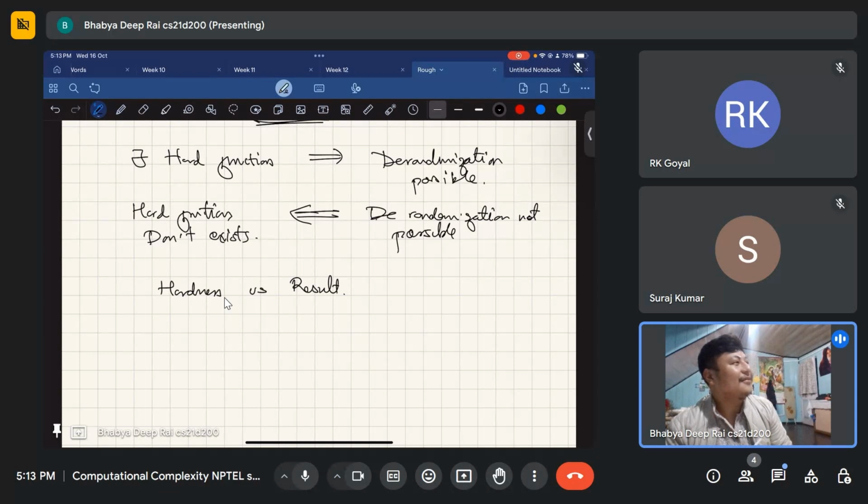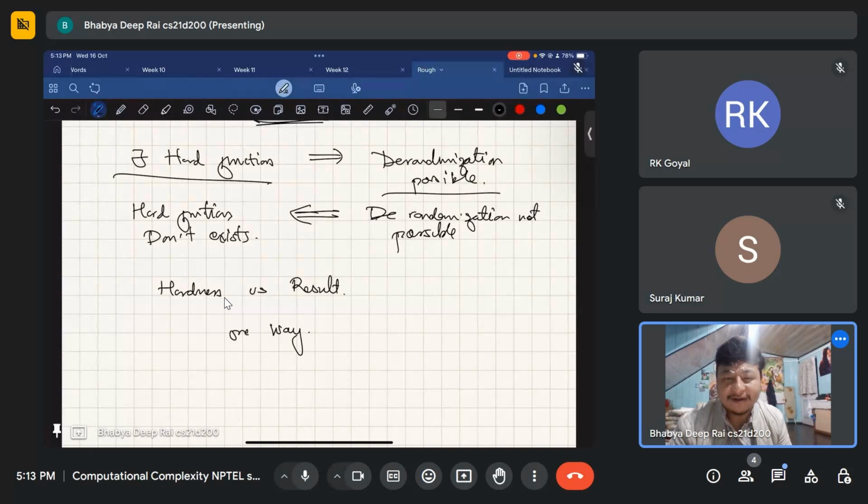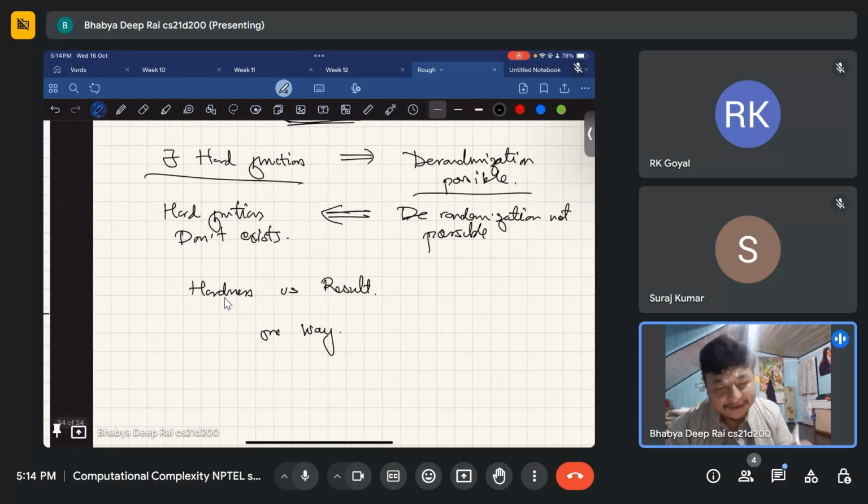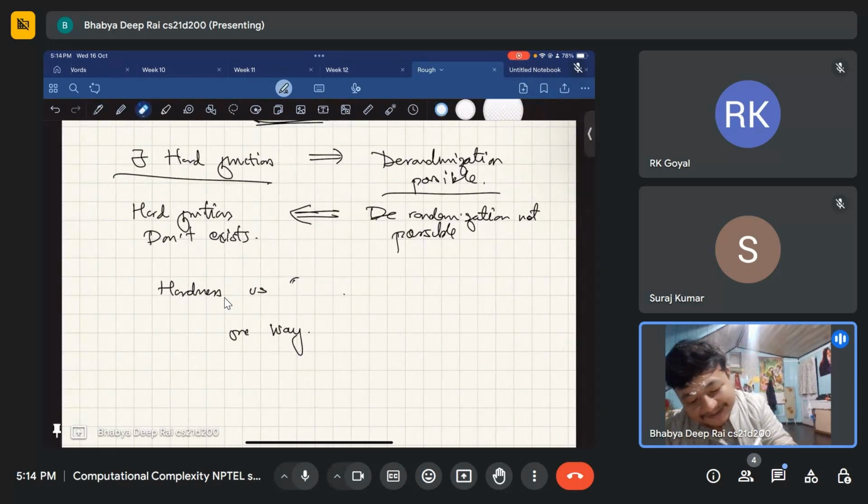Another idea is cryptography. Cryptography relies on the existence of very hard functions, right? One-way functions, where encoding is simple but decoding is hard. Do those functions exist? That is the question. Well, those functions exist if de-randomization is possible. So here is another application of that. This is called hardness versus randomness.